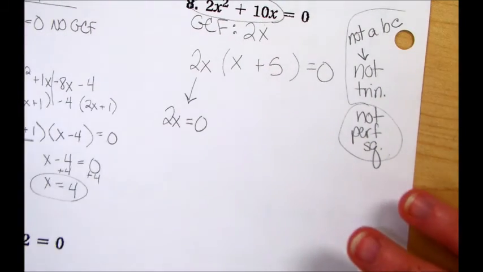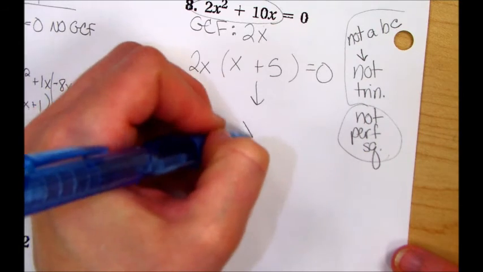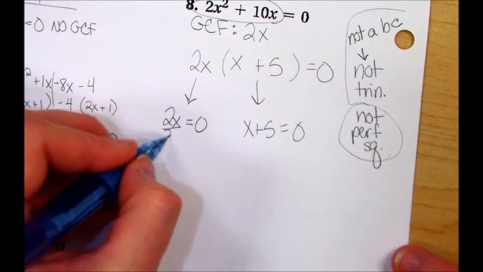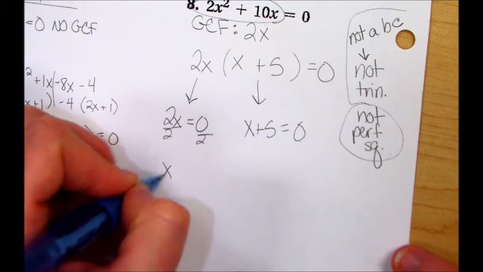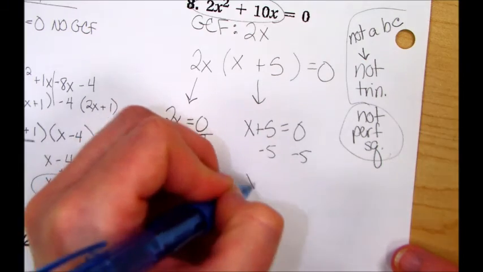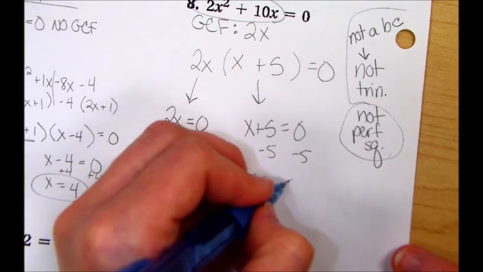We should like this problem. Set this equal to 0 and solve it. This one, divide by 2. X still equals 0. This one, subtract 5. And x is going to give you negative 5.